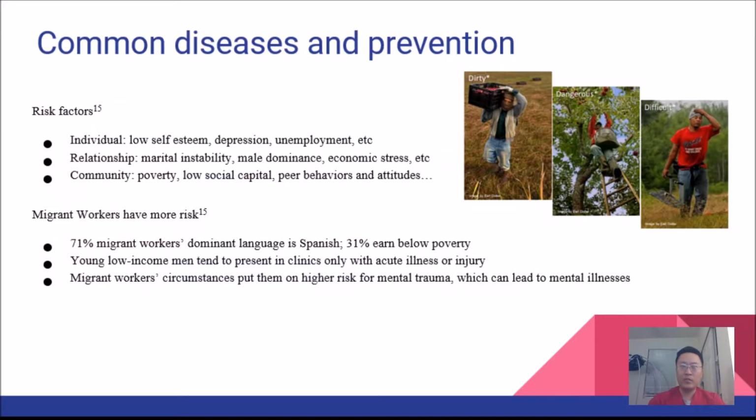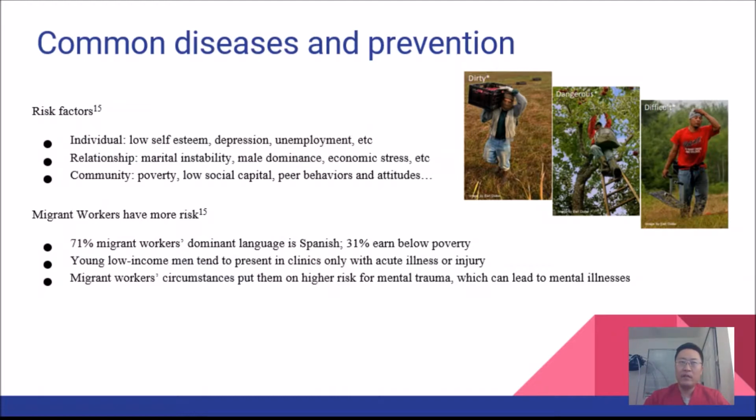So these are some risk factors for the general population, a lot of which can be applied to migrant workers. We have individual factors including low self-esteem, depression, and unemployment. We have relational risk factors including marital instability, male dominance, economic stress, etc. And we also have community-related risk factors, including poverty, low social capital, and poor peer behaviors and attitudes. And migrant workers have more risk.